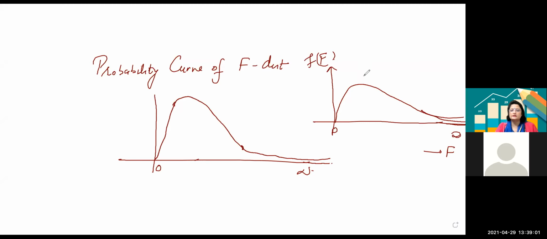Clear? And this is highly positively skewed distribution curve. ठीक है. Clear? So this is the probability curve of F distribution. So I hope the point is clear to all of you.